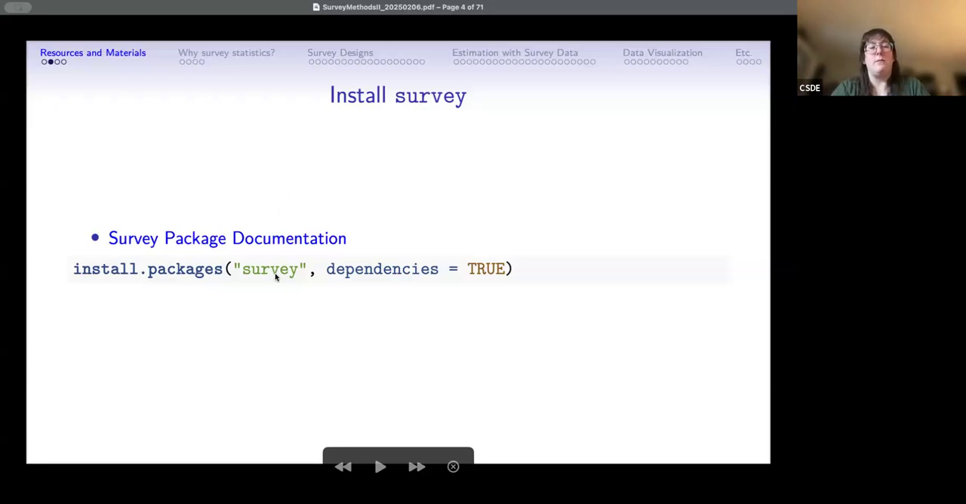So everything that we're going to talk about today is in this survey package. If you have your R open on your machine, go ahead and install this package if you haven't done so already or you don't have it installed. And you can do so by running this line of code.